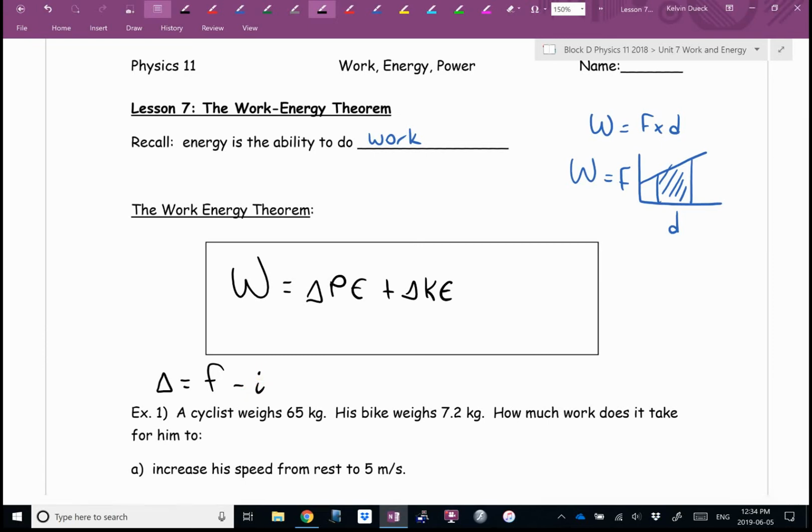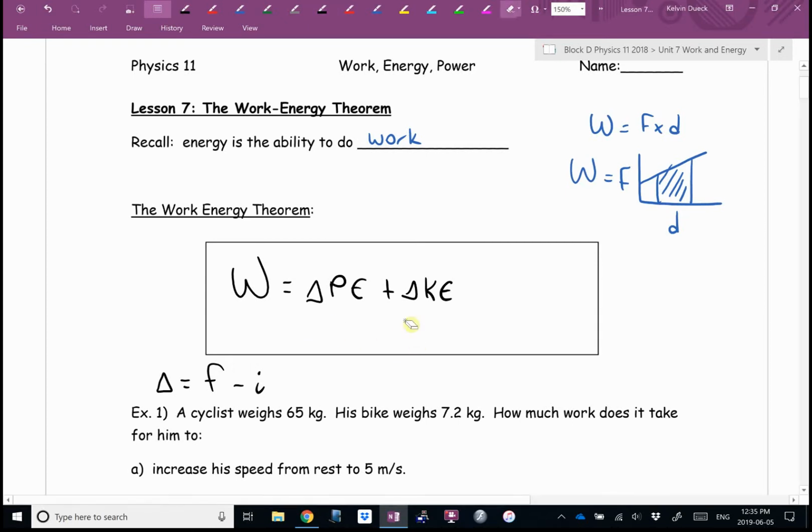You want to know how much work you've done on an object? Look at how much its potential energy has changed by. Look at how much its kinetic energy has changed by. That energy had to come from somewhere. Yeah, the outside source doing work. That's how much energy. That's how much work.